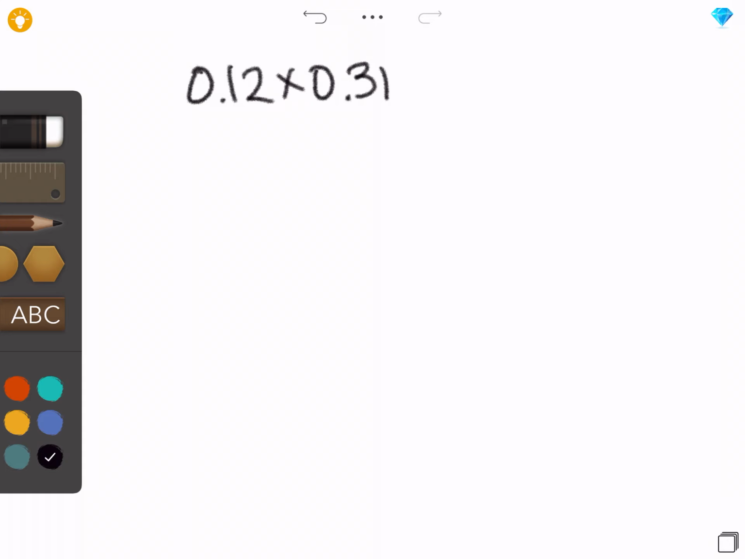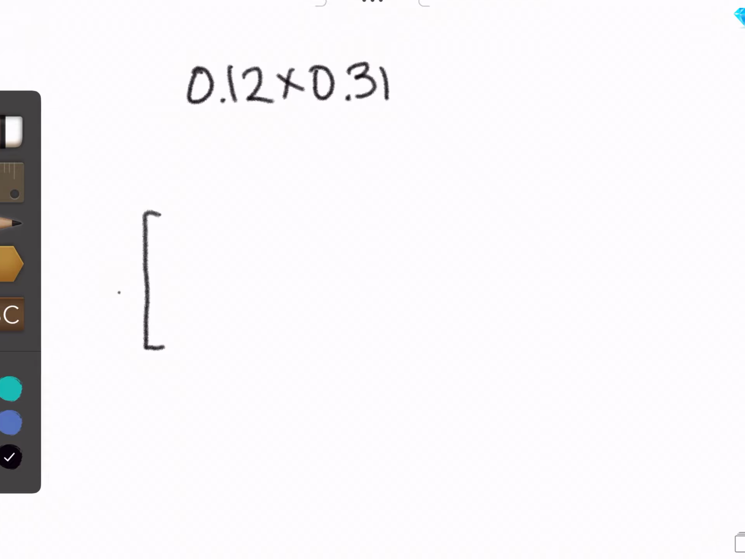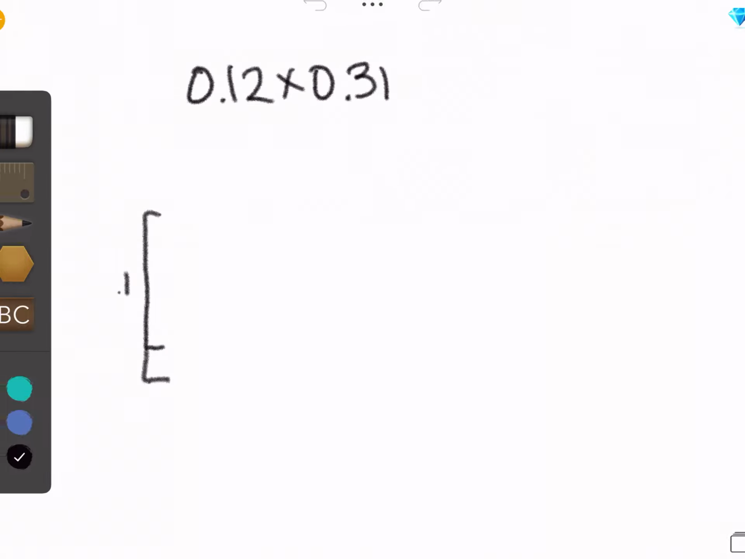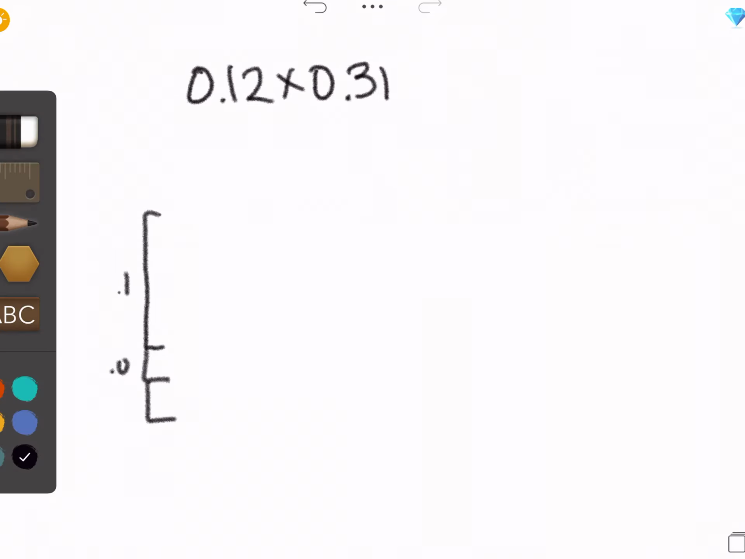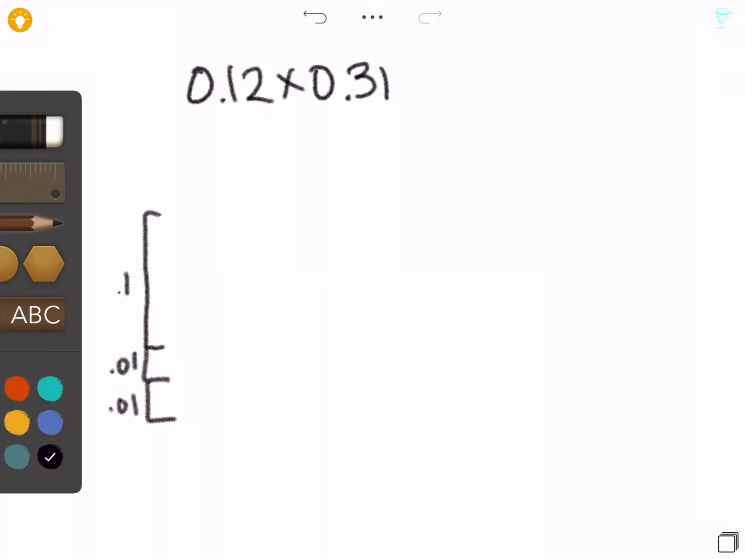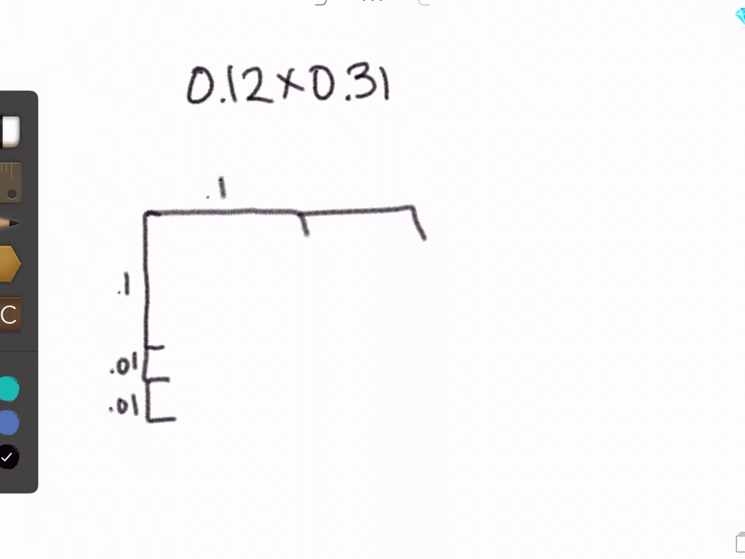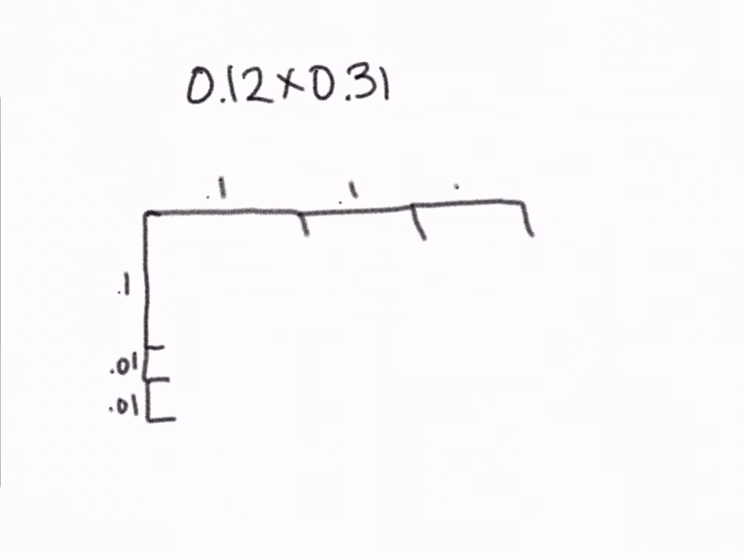So what I'm going to do is draw a box, and the left side of that box is going to be the distance of 0.12, or one strip and two tinies. So I'm going to make that one strip, 0.1, and two tinies, each 0.01. Across the top, I'm going to create the length of 31 hundredths. So 3 strips and one tiny. And then I'm going to go ahead and complete the box.